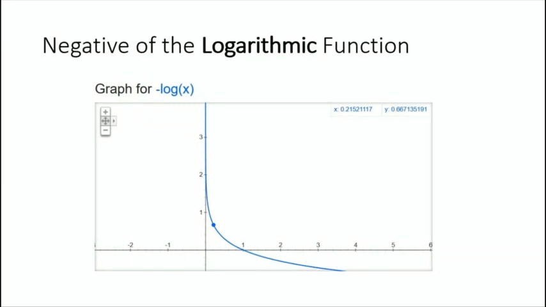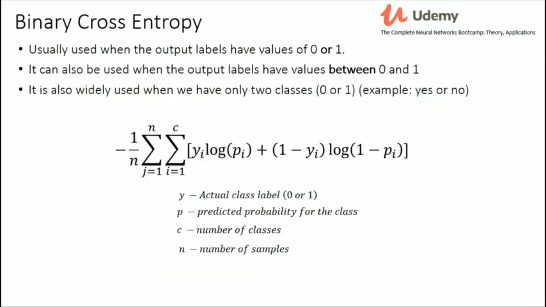First of all, we're going to talk about the binary cross entropy loss, and then we'll proceed to the cross entropy loss. The binary cross entropy loss is usually used when the output labels have values of 0 or 1. Now, it can also be used when the output labels have values between 0 and 1. And this is the case of autoencoders, for example. In autoencoders, you're learning the network's input. So basically, the output labels have values between 0 and 1. We're going to talk about this in further sections.